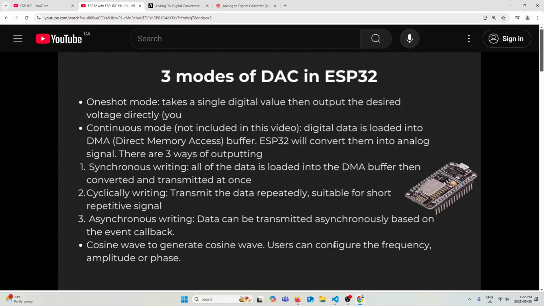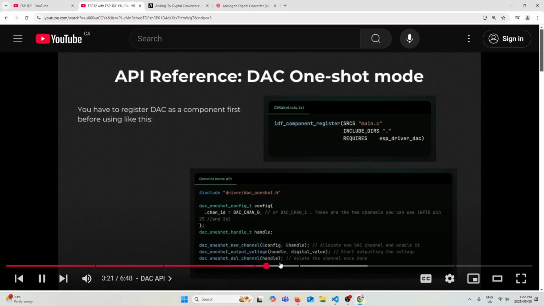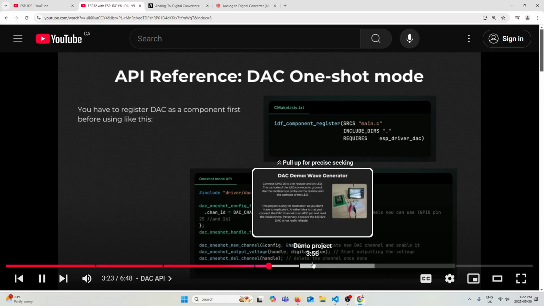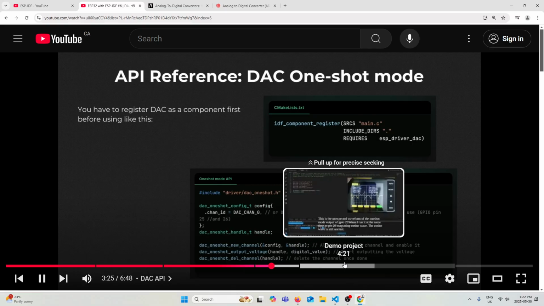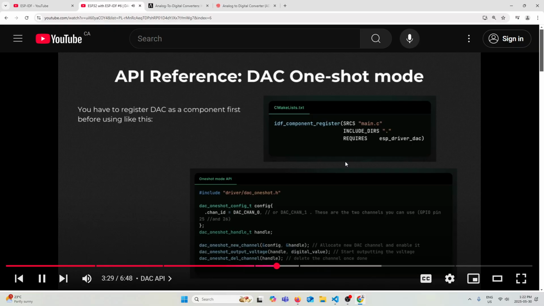If you are going to build a wave generator, then use the cyclical writing mode, which converts data in the DMA buffer repeatedly. The API of DAC follows the same pattern as ADC, but is a bit more simple. You have a handle and create a new channel for it with a specified config. You can start operating on the channel afterwards, and don't forget to delete the channel after using it. This is pretty straightforward for the one-shot mode.